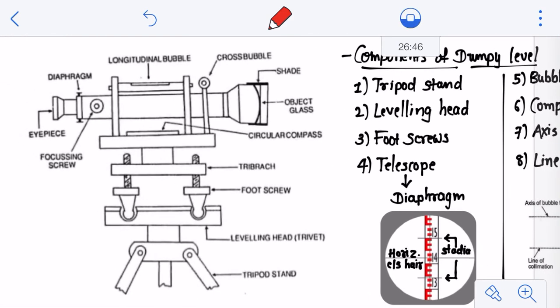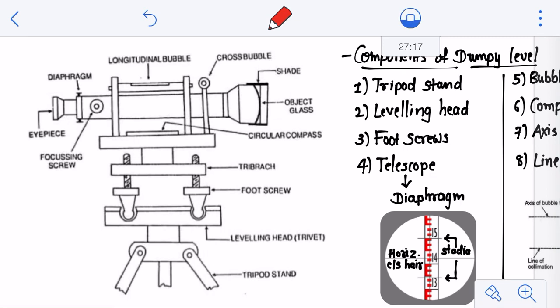So here you can see in this figure all these components are already marked, right? I'm going to discuss these components one by one quickly to give you a hint about this instrument. So the first one is the tripod stand. The tripod stand is very simple and very easy to understand from the figure only. It consists of three legs, which may be solid or the telescopic type.